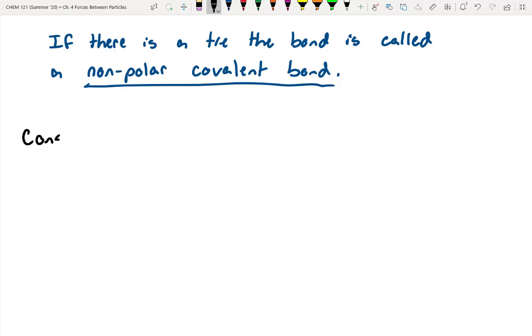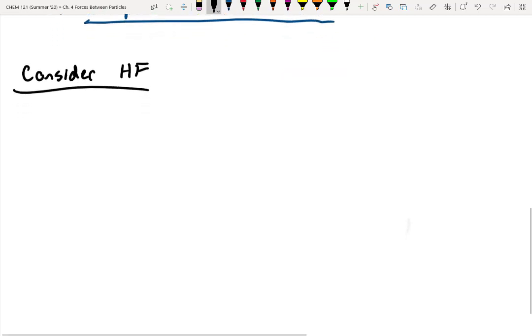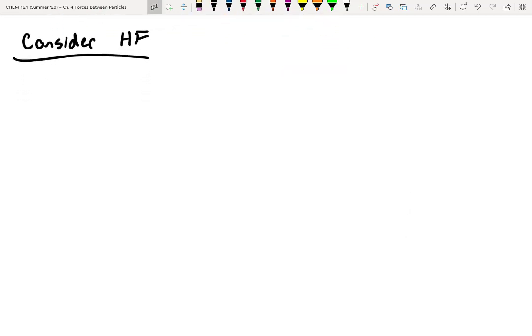Let's consider HF. This is hydrofluoric acid. If you ever watched Breaking Bad, this was the nasty stuff that they tried to dissolve a body in. It's not something you want to mess around with. It'll actually etch your bones a little bit. It won't actually dissolve a body. That was just Hollywood.